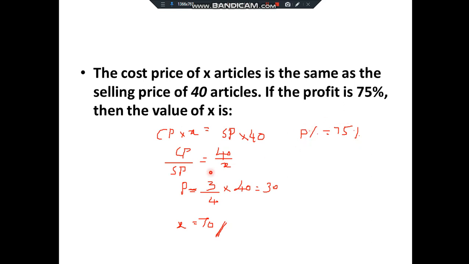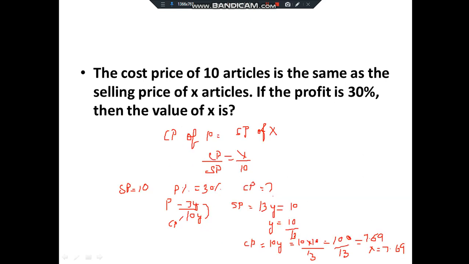How will we find it? 75% of cost price, that is profit percentage of cost price. So 75% is nothing but 3 by 4 of 40, which gives profit is equal to 30 rupees. So selling price is equal to 40 plus 30, that is cost price plus profit, which is 70. Selling price is nothing but X, so X value is 70. Hope you understood.